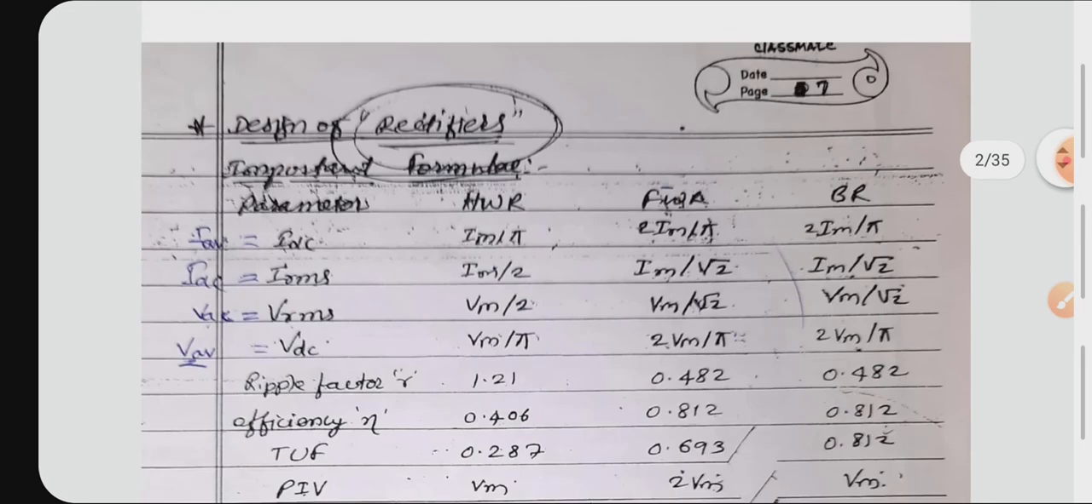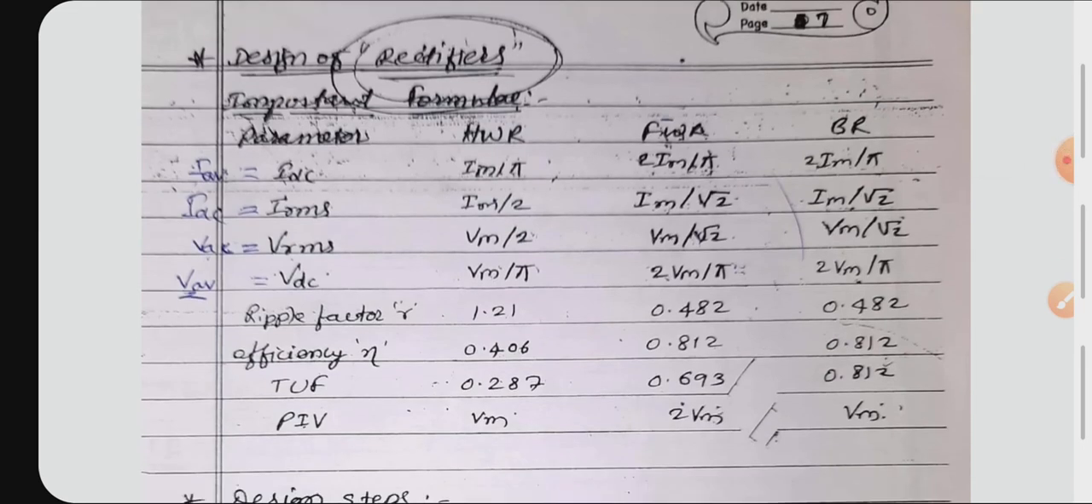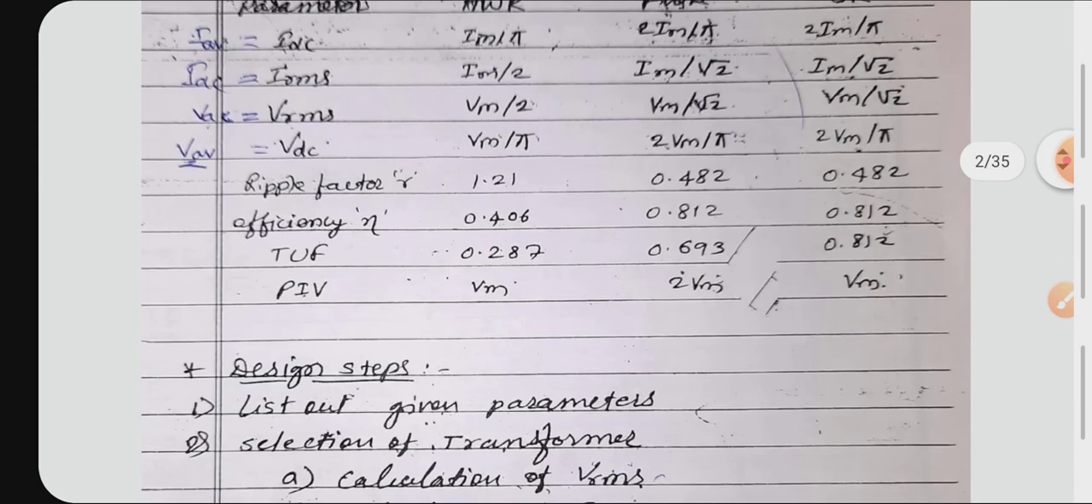So let us start with the design of rectifiers. Before proceeding further, you should know the formulas for design of rectifiers. These are the formulas for half wave, full wave and bridge rectifier, as we have studied in second year. IDC, that means average value of DC current. IRMS, root mean square value of current. VRMS, VDC. For half wave, full wave and bridge rectifier, you should know all these formulas. Okay, so let us start with the problem.